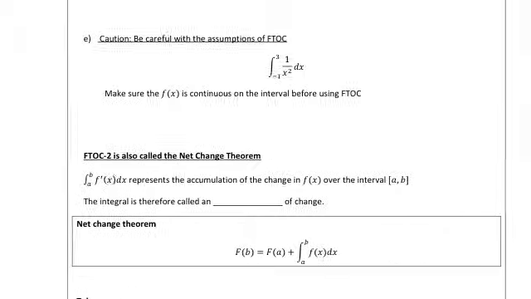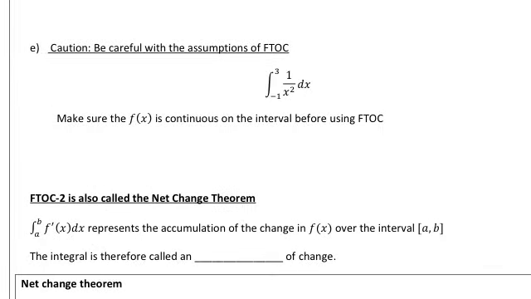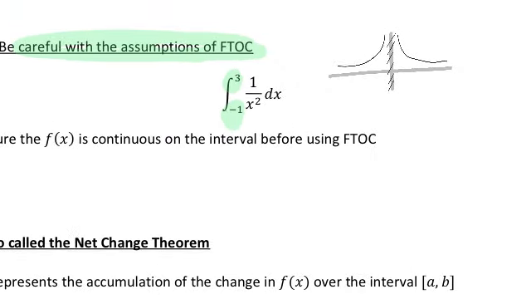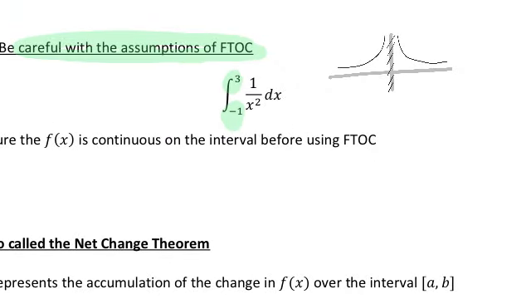Okay, we are almost done. This guy here is about being careful with the assumptions of the FTOC, right? The fundamental theorem assumed that the function is continuous across the stretch from A to B, right? This function here, 1 over x squared, is it continuous? I would hope you know that it's not. We have a vertical asymptote right there at 0, right? And the function looks like that. So it's not continuous. You're not allowed to use the fundamental theorem. If you do use the fundamental theorem, you're going to get the wrong answer, right?